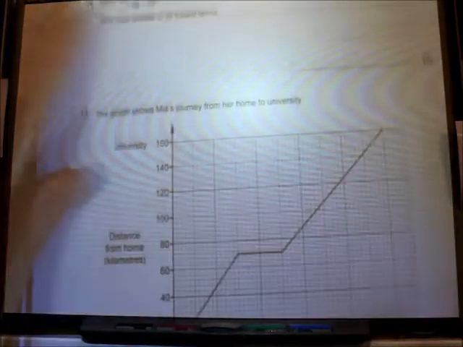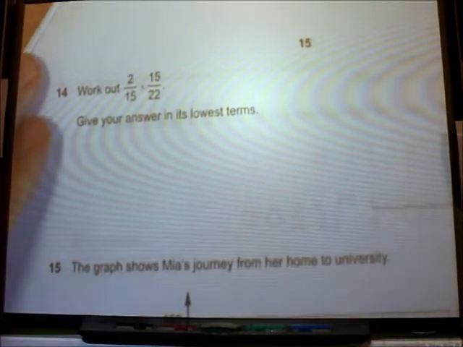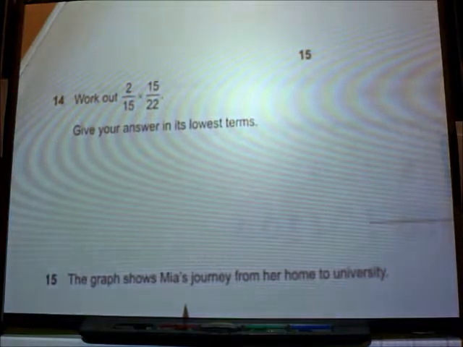Question 14. Here we go. Work out 2/15 multiplied by 15 over 22. Give your answer in its lowest terms. There's 2 marks for this. A little bit fiddly, but we'll see what we can do.